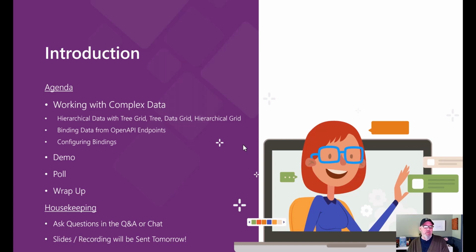So in the webinar, we're going to look at those components like the tree grid, the tree, the data grid, hierarchical grid, etc. Which again, the hierarchical grid is new inside of App Builder. That wasn't there last year. So all of this is new stuff. Or it was there late last year. So if you've been paying attention, you know that it was there, but today you'll see how to use it. And then how do you bind data to it? How do you configure those bindings?